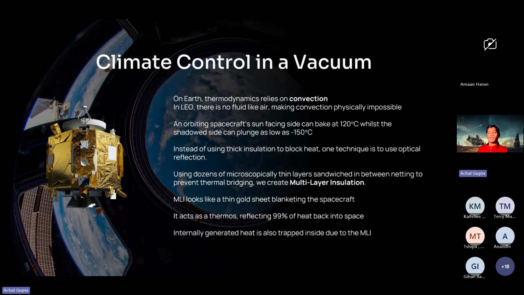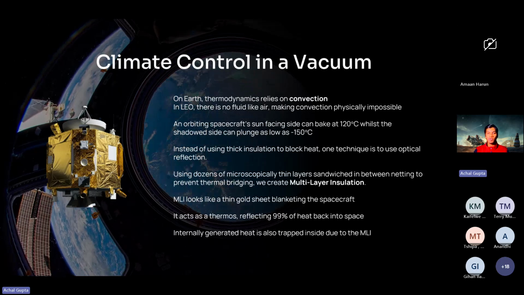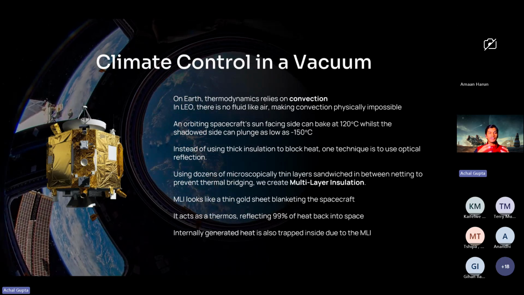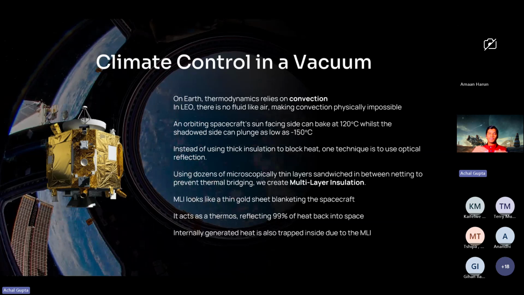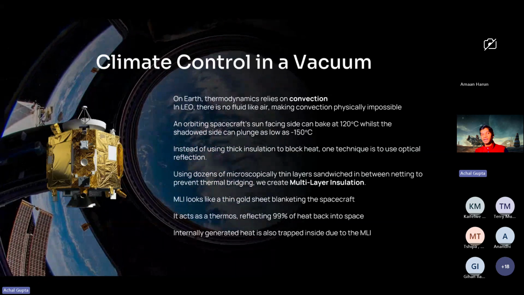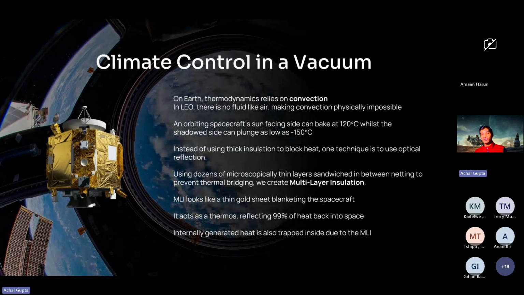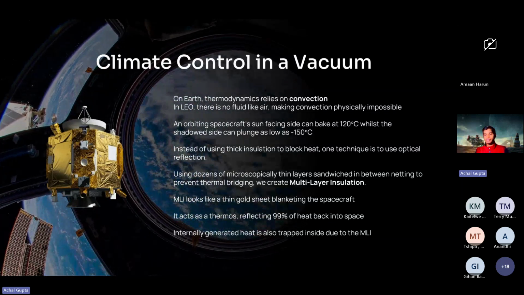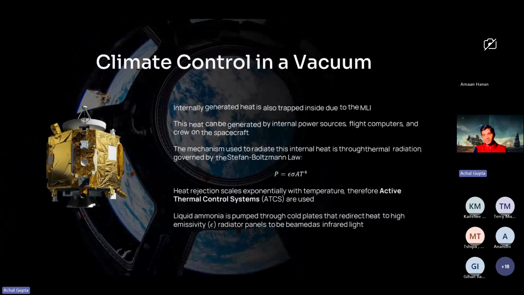So we use what is called multi-layer insulation. This essentially is the gold sheet you can see on the space probe I've shown, and it reflects 99% of the heat back into space, and it's basically microscopic layers sandwiched between each other. The problem with MLI is that internally generated heat is also reflected inwards and is stored, so it's essentially a little blanket. What do we do for that? We build a heat rejection system.